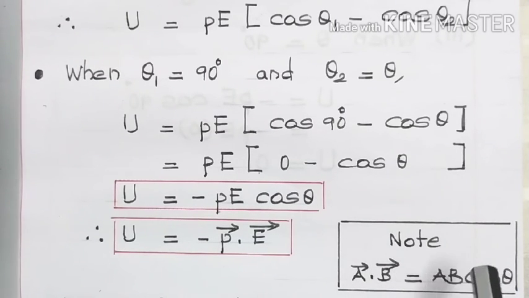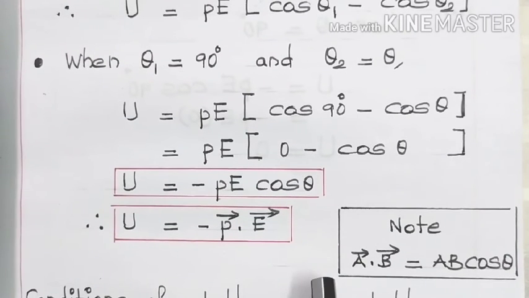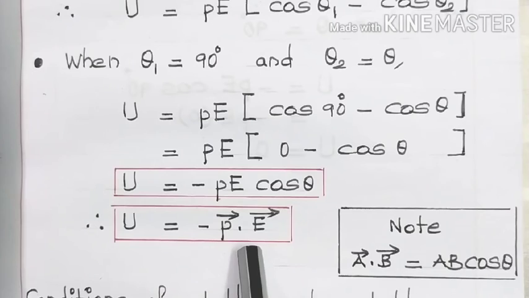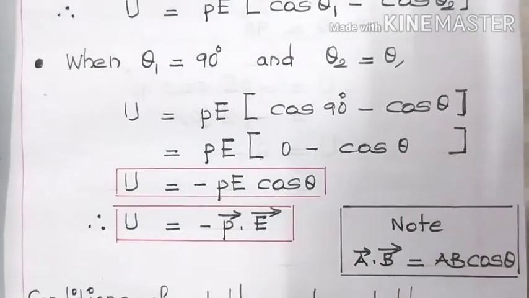That's what I have given as a note. In vector algebra, you might have learned A vector dot B vector is equal to AB cos theta. So P cos theta is nothing but P vector dot E vector. So with this, the derivation has come to an end.